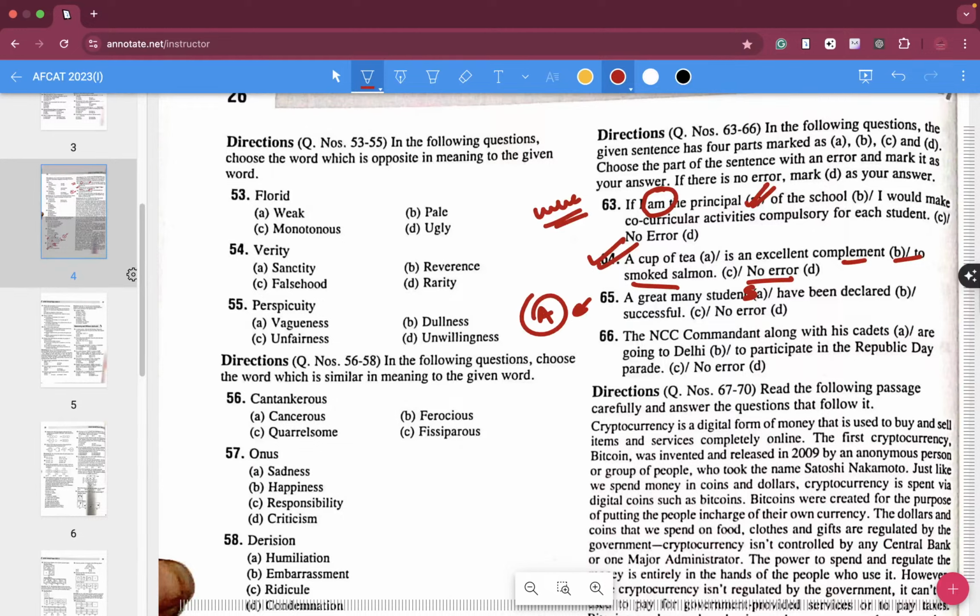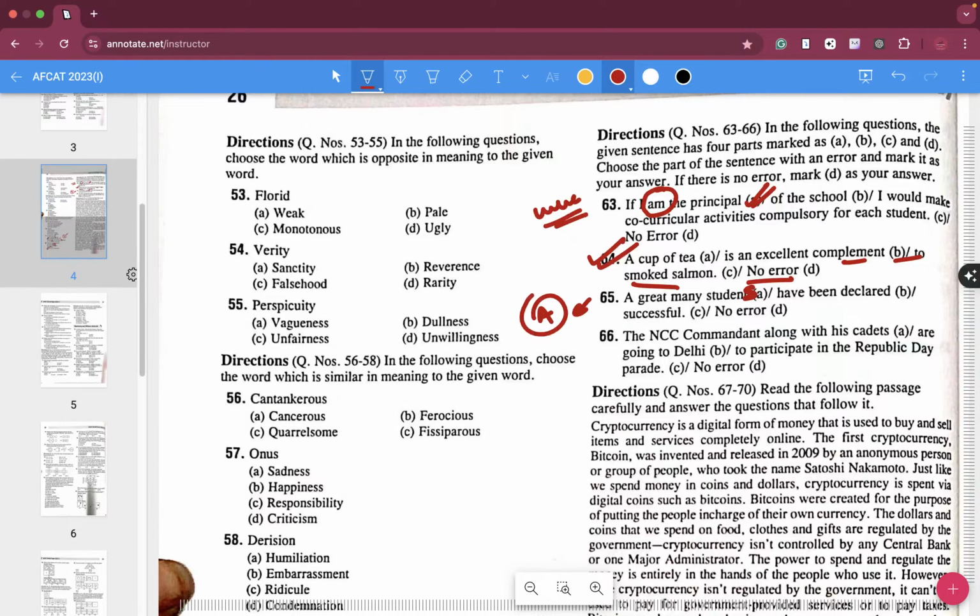The NCC commandant along with his cadets are going to Delhi to participate in the Republic Day parade. What do you guys think? Is there any mistake in that? The NCC commandant along with his cadets are going to Delhi to participate in the Republic Day parade.